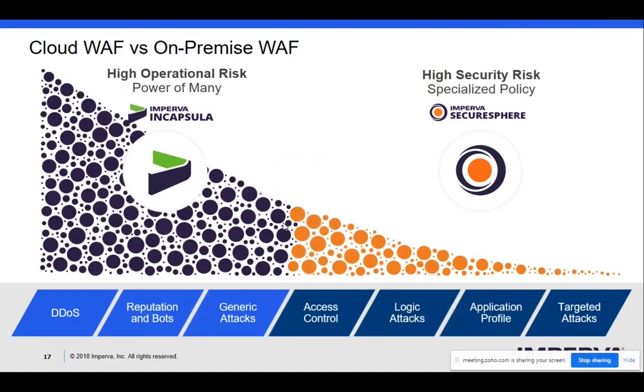Apart from that, we also give you security against reputational attacks, bad reputation IPs and bad bots, and any kind of generic attack, which is normally covered by the OWASP frameworks. We also provide access controls. We understand the logic of the attacks and give you better visibility of it. And with our patented technology, we are able to provide better application profiling in order to reduce false positives and give better control and security to your applications.